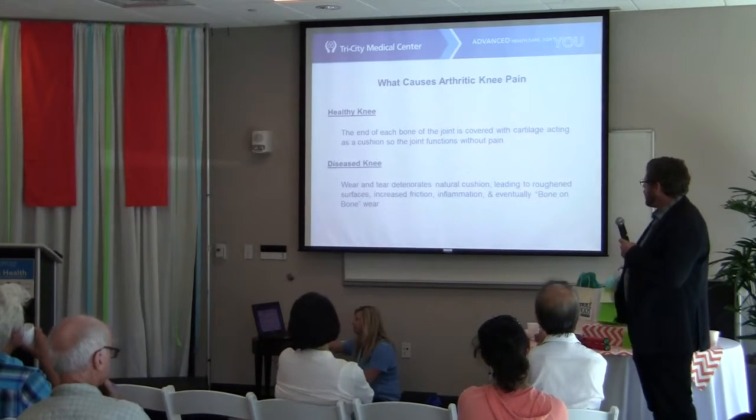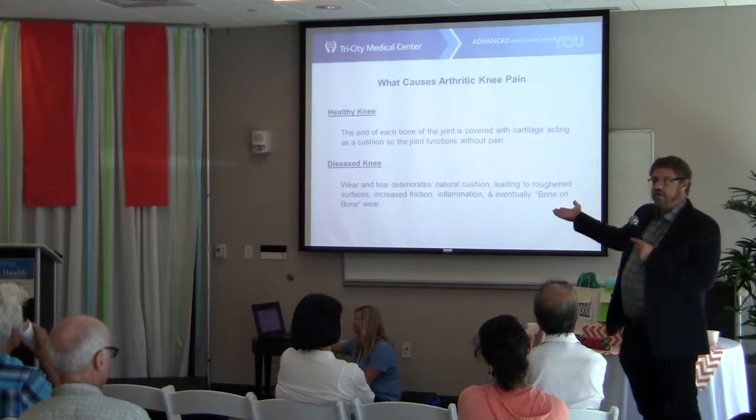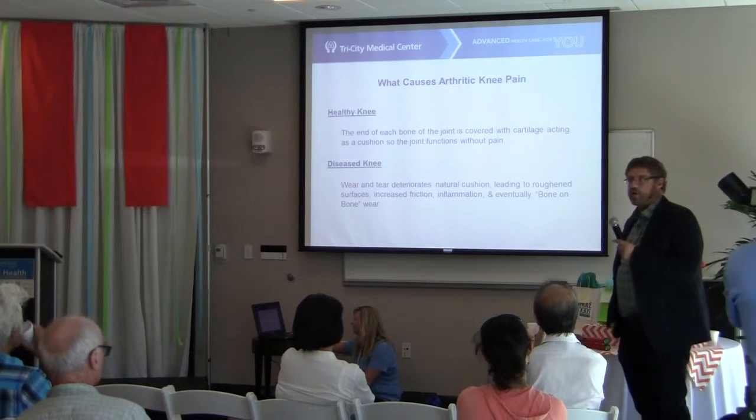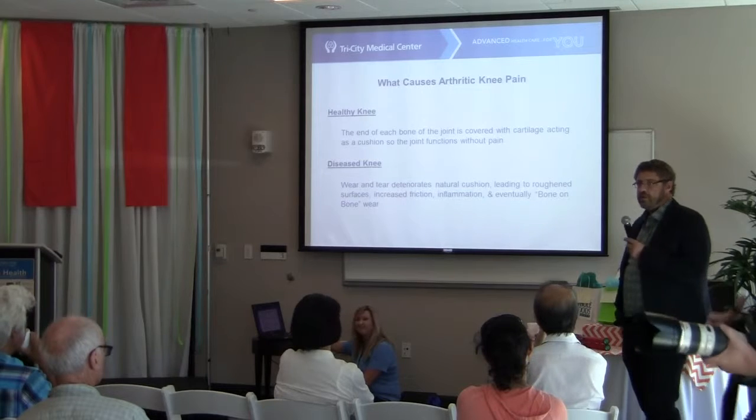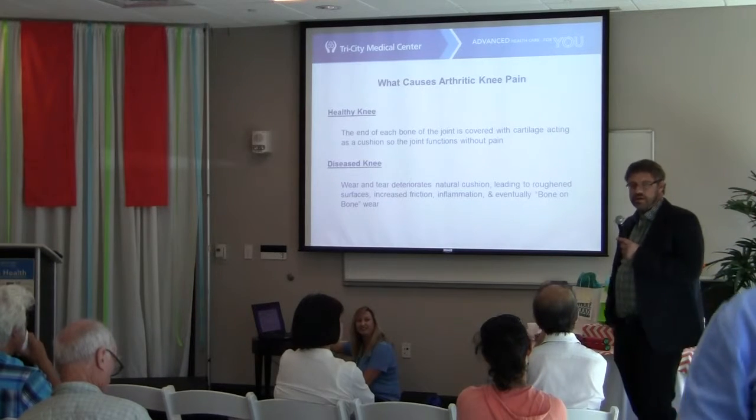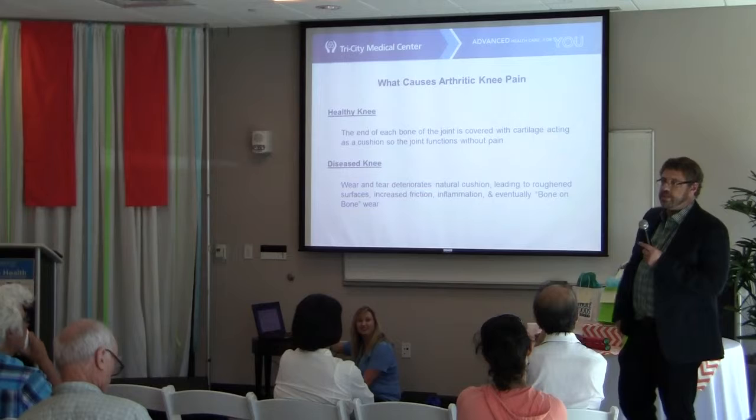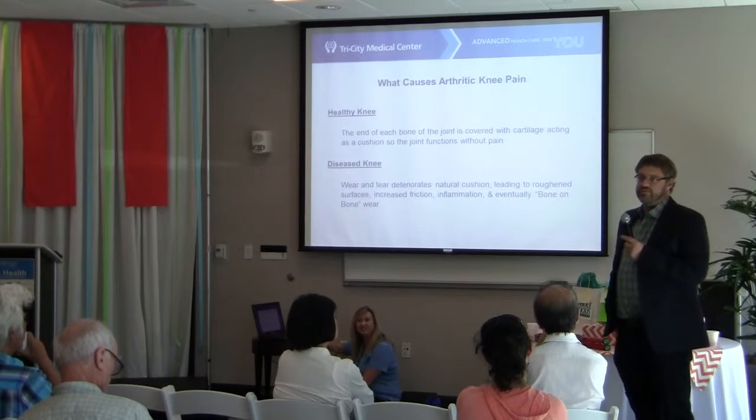So, as we talked about, wear and tear osteoarthritis is simply the wearing out of the cartilage. It happens over time. There is a genetic component to it. It does run in families, but it's also environmental in that the more you load the knee, the faster it will wear out.